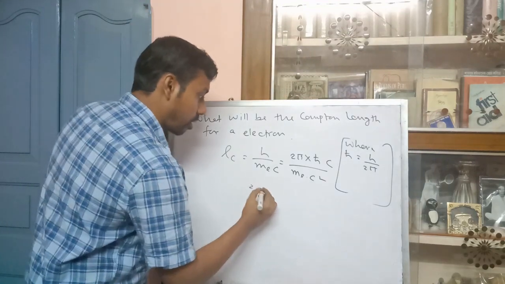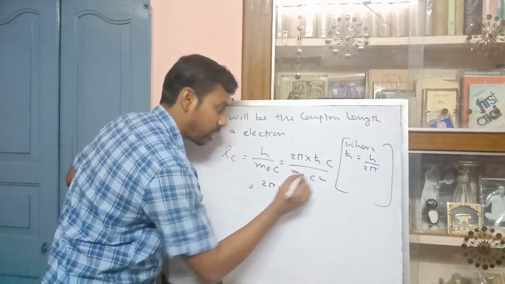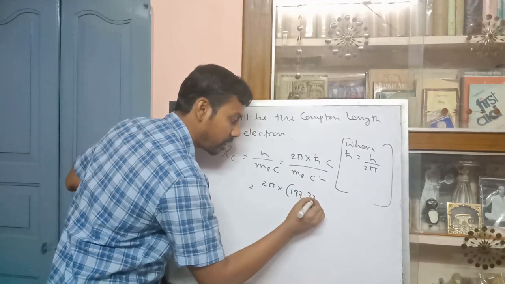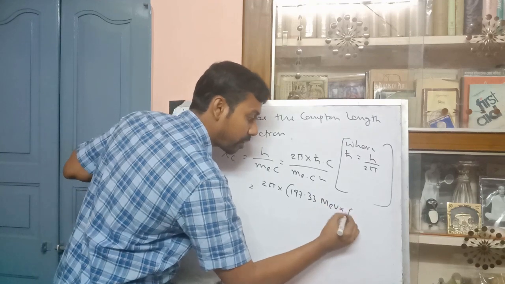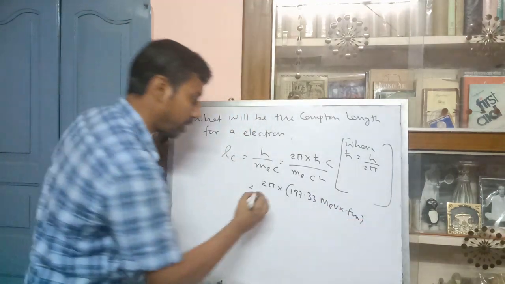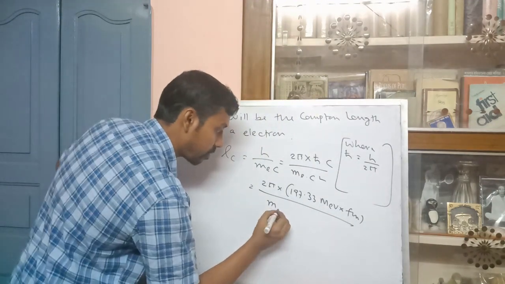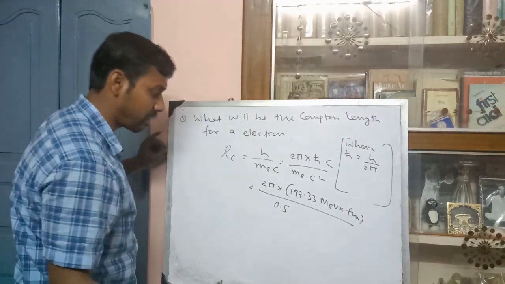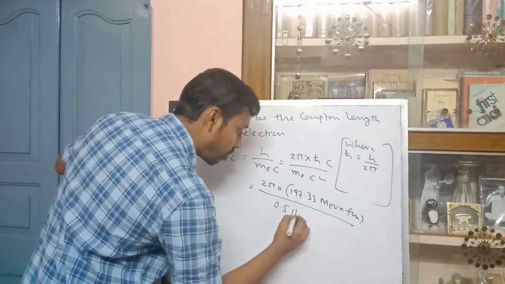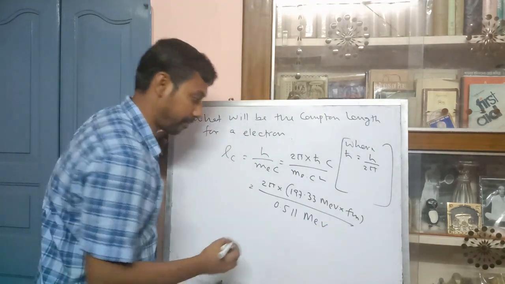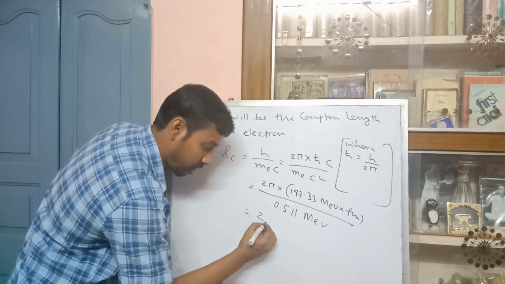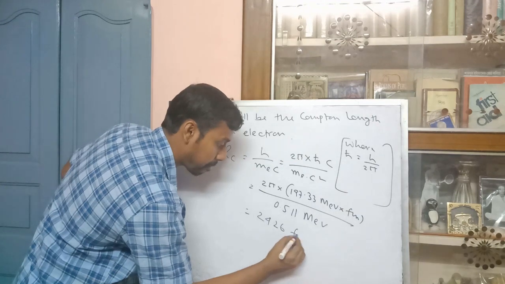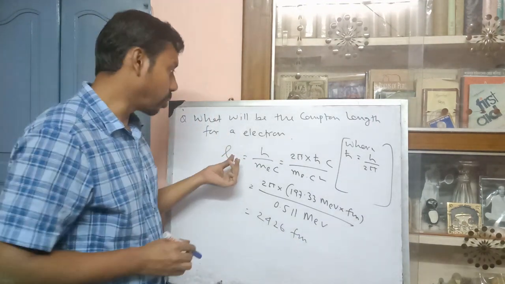Now in our previous class we said that the value of h cross into c is equal to 197.33 mega electron volt into femtometer, divided by mass of electron into c square, which is 0.511 mega electron volt. Fine. So this whole data gives you that this quantity will be, you can check in your calculator, 2426 femtometer.